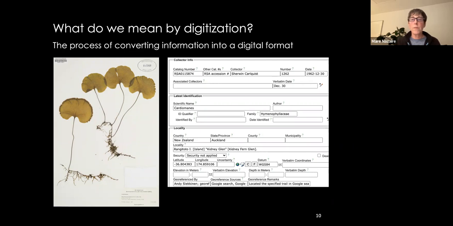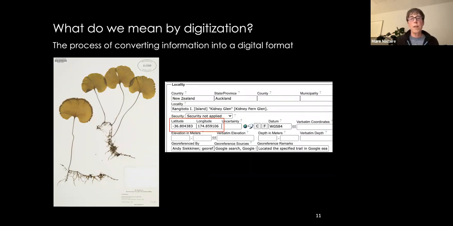And all of that information is transcribed and put into a database where it can be accessed and more readily used. So when a specimen is fully digitized, it means that it has been databased, imaged, and georeferenced. And then you'll note in the top left corner, we also have a barcode, and that's part of the digitizing process, because for us at RSA, all of our specimen images are named after the barcode.